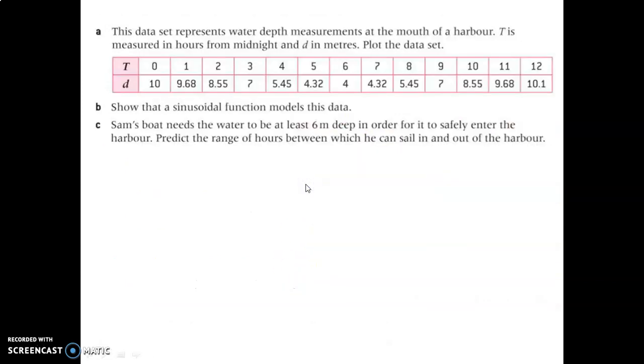Okay, with that, I think you're ready to try one on your own. So here's a data table for tide, I guess for water measures in a harbor. See if you can plot that. You can use Desmos if you want as well. Plot that data, create a sinusoidal function that models it, just like the process we went through. And then answer C. The water needs to be 6 meters. So once you have that sine curve, you can figure out a horizontal line at 6 meters and figure out when Sam can take his boat into this harbor or not.